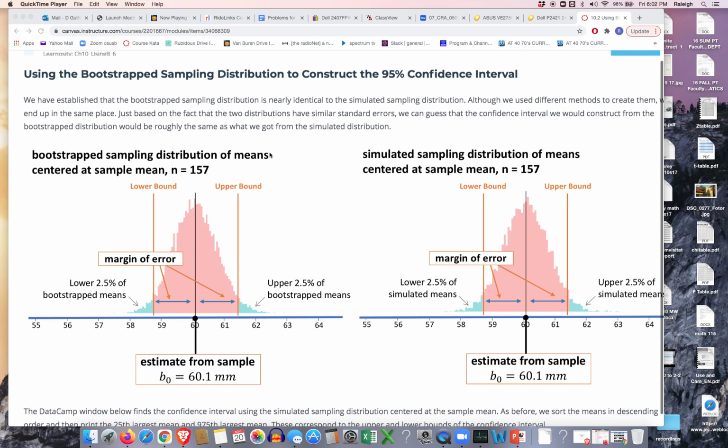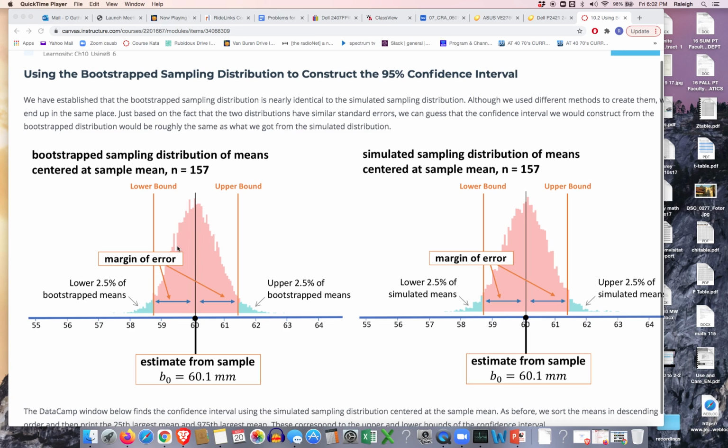Finishing up 10.2, though, using the bootstrap sampling distribution to construct a 95% confidence interval, they say how similar they are. They don't really tell you the major differences. I suppose bootstrapping is used when you have difficulties finding certain points, or allowing certain points, is probably a better word. And simulation will give you everything that's reasonable in that window, whereas bootstrapping only depends on what you have from your sample. Even if it's a pretty big sample, 157, you can't get anything else.